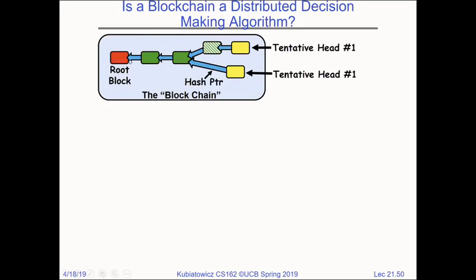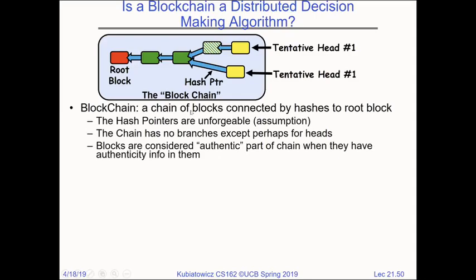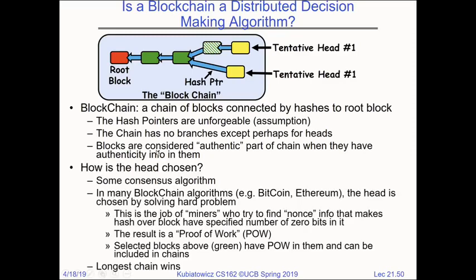Typically, there's a root, and there's a set of firmly chosen blocks that are backlinked with hashes, and we'll talk more about this in a couple of lectures. And then there's the head of the blockchain, which is still being figured out. So the blockchain is a chain of blocks connected by hashes to a root block. The hash pointers are unforgeable. So this link here, or any of these links actually, between blocks can't be forged once they exist. The chain has no branches except for perhaps the head. That's why it's a chain. And blocks are considered an authentic part of the chain when they have authenticity info in them of some sort.